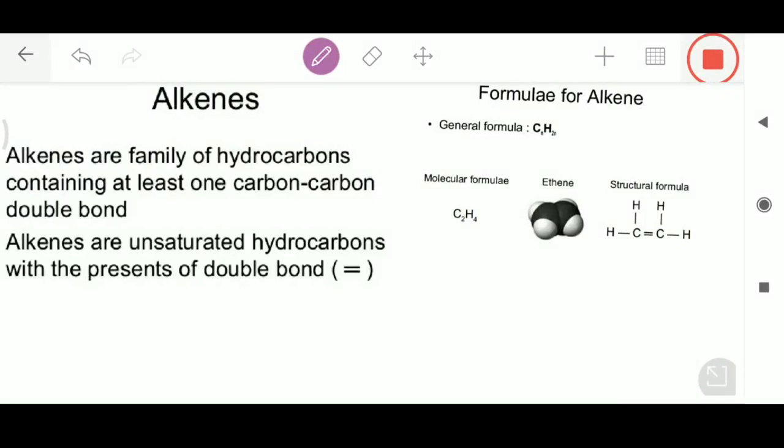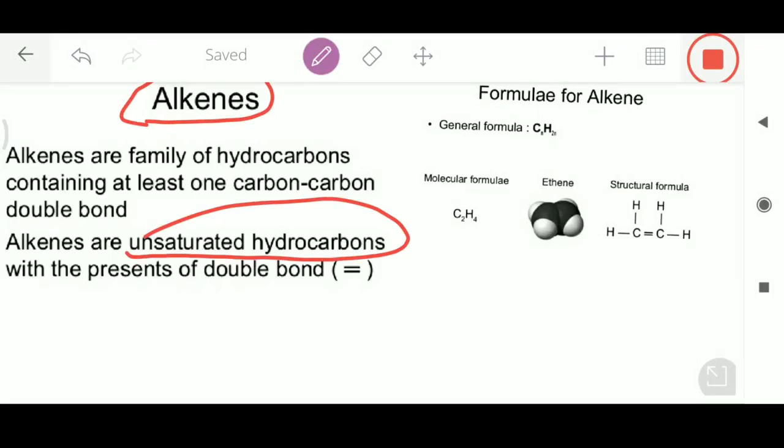As far as these alkenes are concerned, this is the second type of hydrocarbons. These alkenes are also called unsaturated hydrocarbons. I told you there are two types of hydrocarbons: one is saturated hydrocarbons, another is unsaturated hydrocarbons, and these unsaturated hydrocarbons are also called alkenes. Now the question arises, what are these unsaturated hydrocarbons? An unsaturated hydrocarbon is a hydrocarbon in which two carbon atoms are connected by a double bond or a triple bond, and we call those particular hydrocarbons unsaturated hydrocarbons.